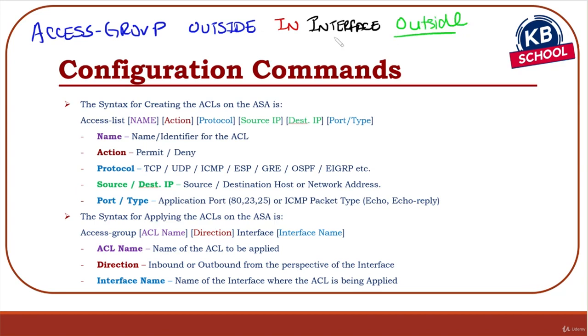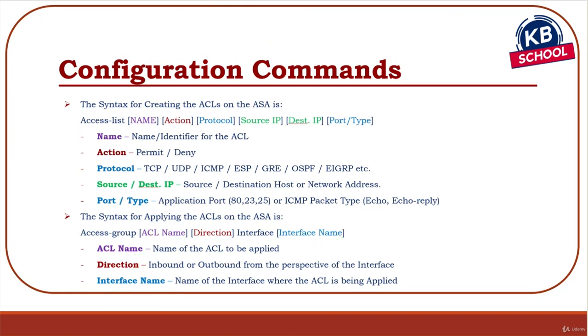Because let's say I want to apply it on the outside interface, I would say outside. This is the interface name, this is the ACL name, and this is the direction that you're applying it. So that's what I have over here. ACL name, direction, in or out, and the word interface, and then the interface name, which is inside, outside, whatever you used. All right, that's how the commands are configured. Some examples over here.